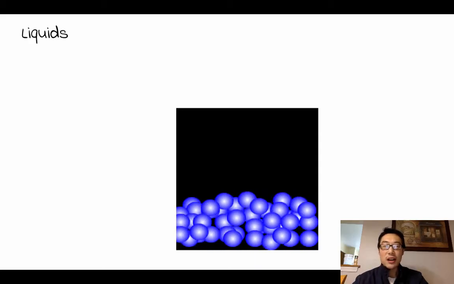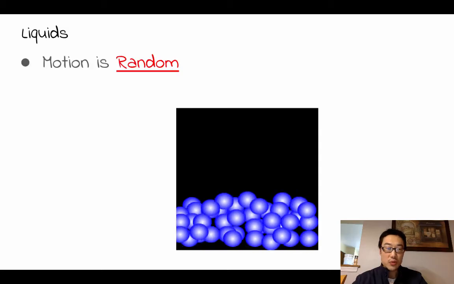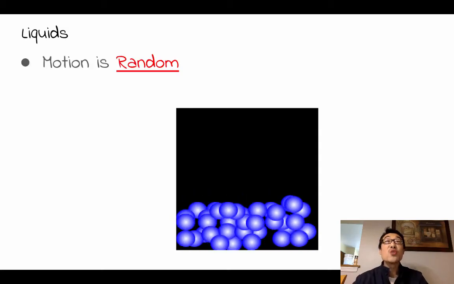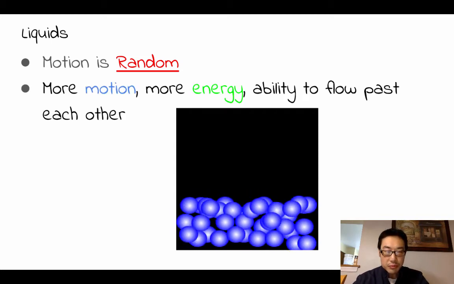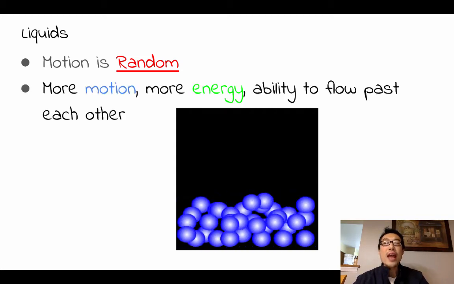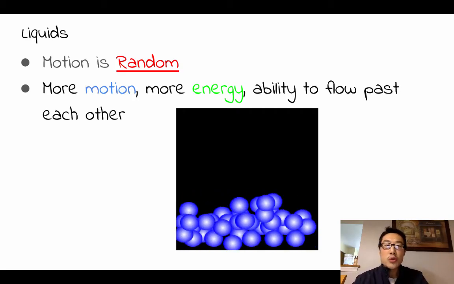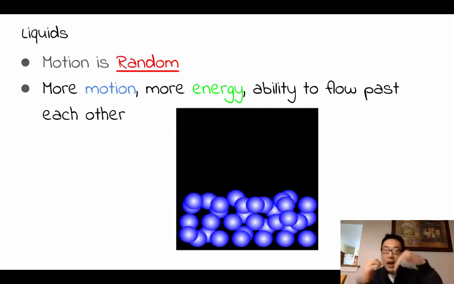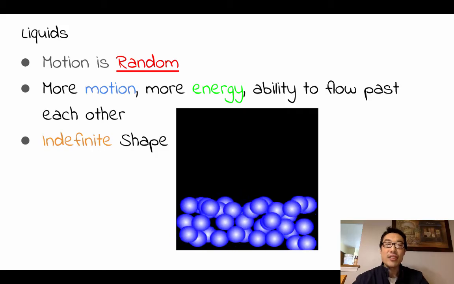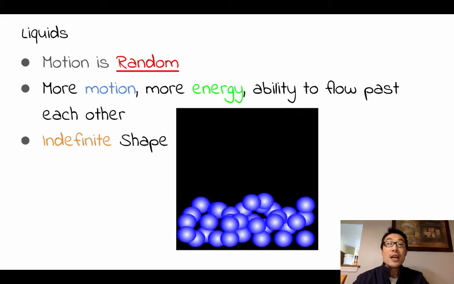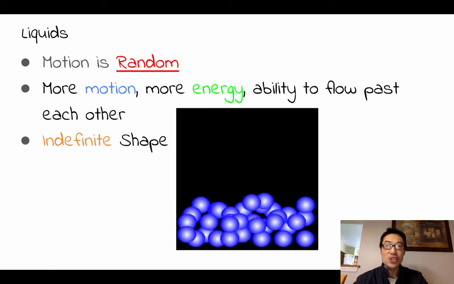The next thing we have are liquids. Now, liquids, we can say on a molecular level that liquids are constantly moving as well, just like every single thing in this universe. But the motion is random, keyword random, and we'll be seeing that word a lot during this unit. The more motion something has, the more energy it has, and that's why liquids are able to flow past each other, because all those molecules have more energy, so they can slide all over each other. Liquids do not have a definite shape. We call that an indefinite shape. That's why when you put a liquid in a container, the liquid's shape is the container's shape.